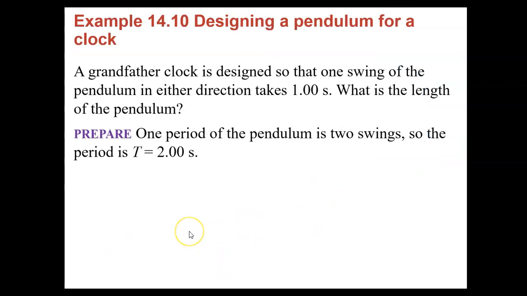A grandfather clock is designed so that one swing of the pendulum in either direction takes 1 second. What's the length of the pendulum? One period of the pendulum is 2 swings. So it goes in one direction in 1 second, and it comes back in the other second. So the period is 2 seconds.